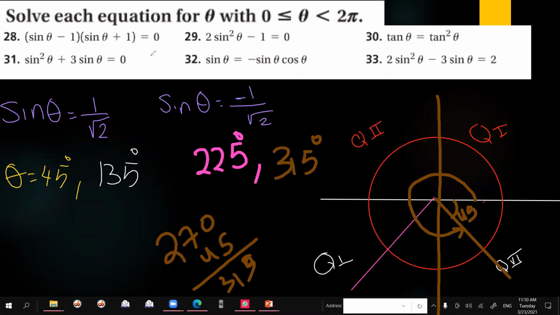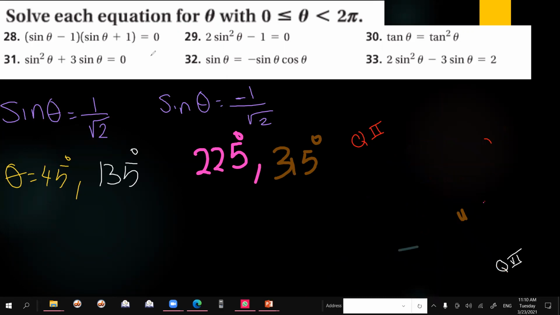So how many angles here do we have for the answer? We have 4 angles: 45, 135, 225, and 315. Let's remember now how we can write the answer in radians.